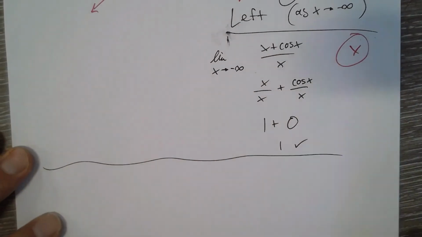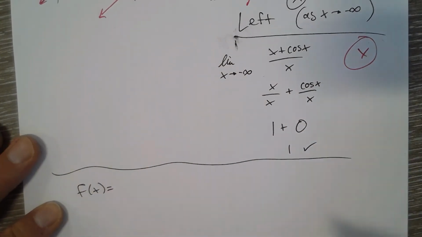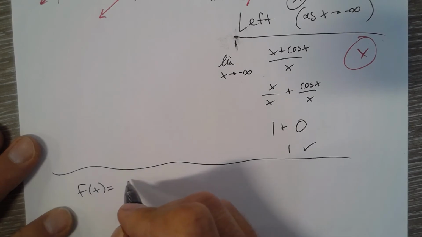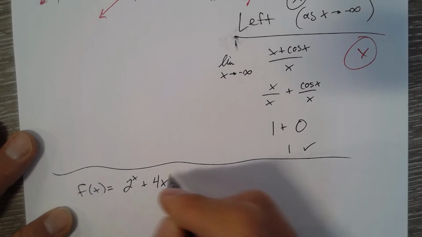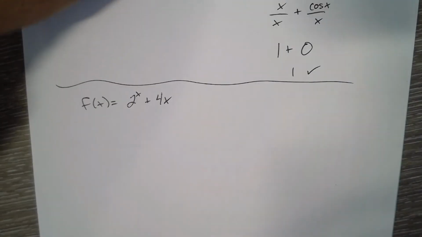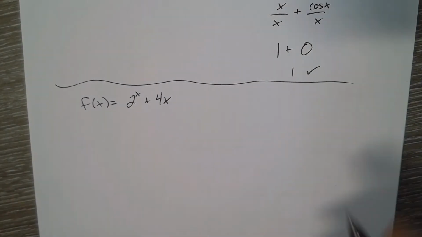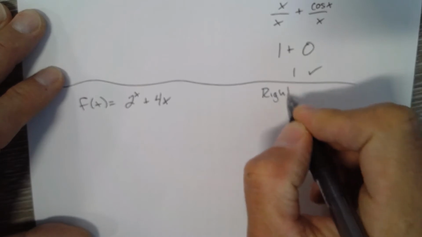How about a right-end and left-end behavior model for 2 to the x plus 4x, something like that. Heck, we'll even do 4x squared. Well, we'll do 4x. Okay, so we need a right and left end behavior model. So we need to know how they behave.